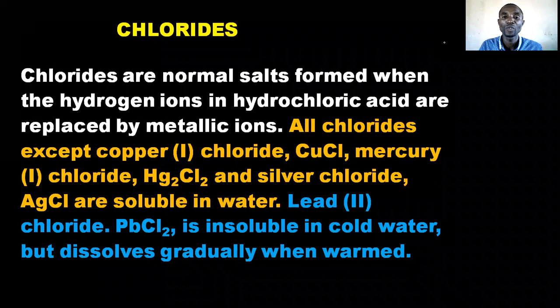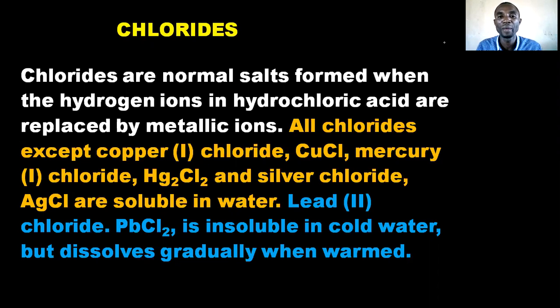And because of that, we'll look at chlorides also. Chlorides, we want to look at chlorides, the compounds of chlorine. That is what we mean by chlorides. Chlorides are normal salts formed when the hydrogen ions in hydrochloric acid are replaced by metallic ions. All chlorides except copper(I) chloride, mercury(I) chloride, and silver chloride are soluble in water.